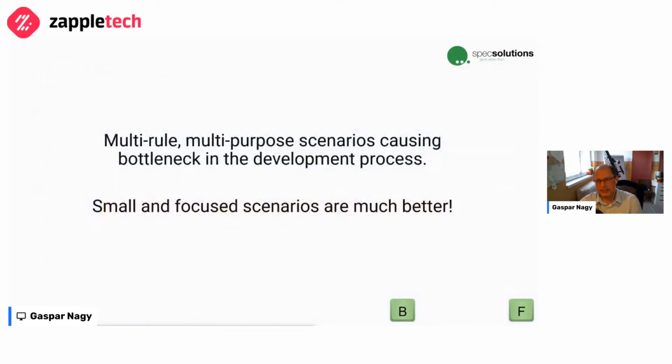At first look, maybe it doesn't sound that bad that one scenario is supporting multiple business rules, but unfortunately, these multi-rule, multi-purpose scenarios typically cause a bottleneck in your development process. I don't want to go too much into the details. Maybe in the Q&A we can come back to that. But no one will be able to take care of them. It will be very hard to put them in the right place. It will be very hard to find ownership for those kinds of scenarios. So they really cause a lot of trouble, also with automation. So small and focused scenarios are definitely much better.